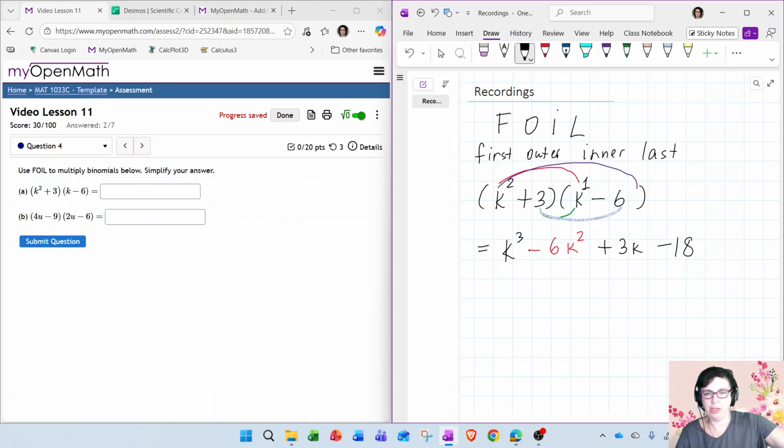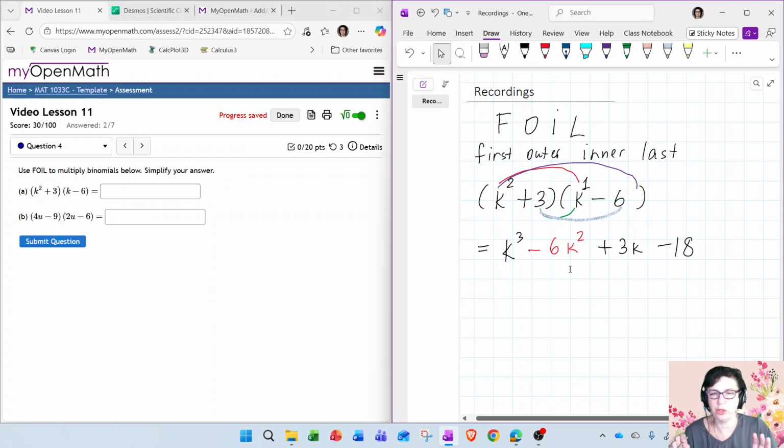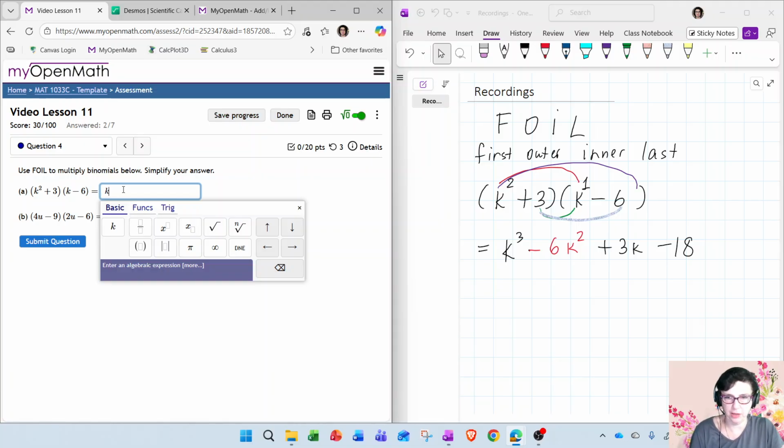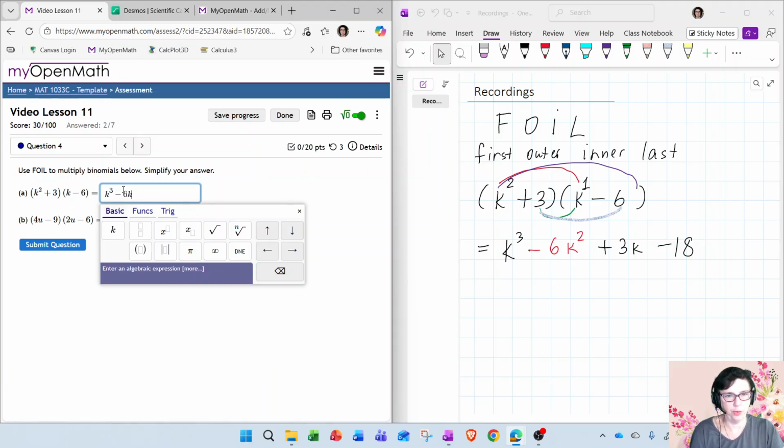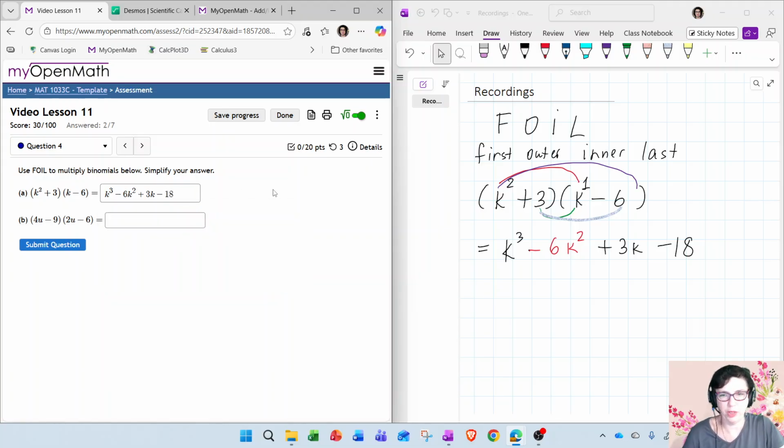Now, as you can see, there are no terms that can be combined. There are no like terms, because like terms have to have the same exact variable and the same exact exponent. Nothing like that happens here. Cannot be combined, so this is it. That's the answer. Let's look at one more example.